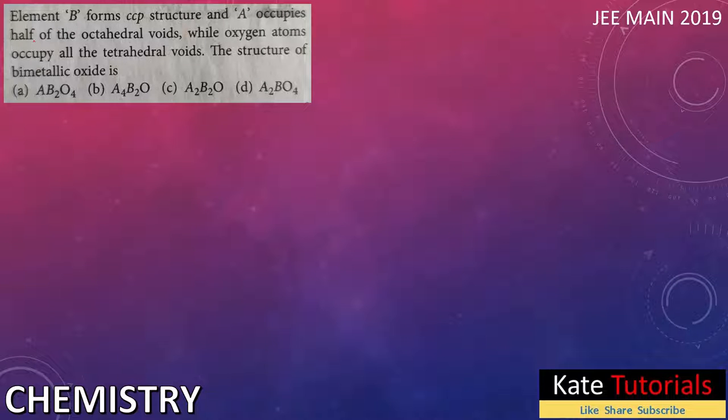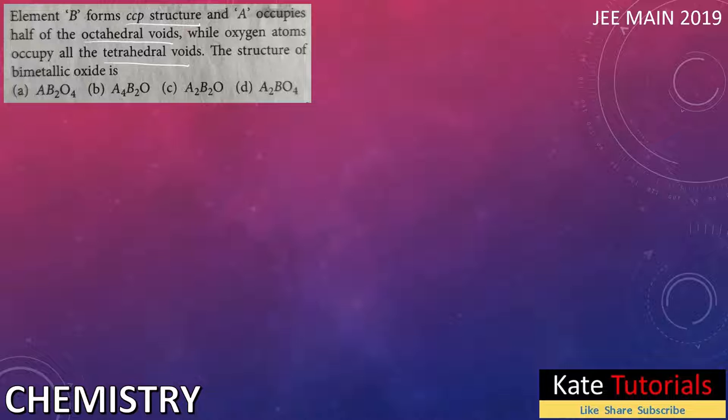This is a very important question which will be asked every year in JEE Mains as well as in NEET, right? So this is a question from solid state, so let us solve this. See, element B forms CCP structure and E occupies octahedral voids. Oxygen atom occupies tetrahedral voids. The structure of the bimetallic oxide is, right? So one of the easiest questions if you know thoroughly, right?